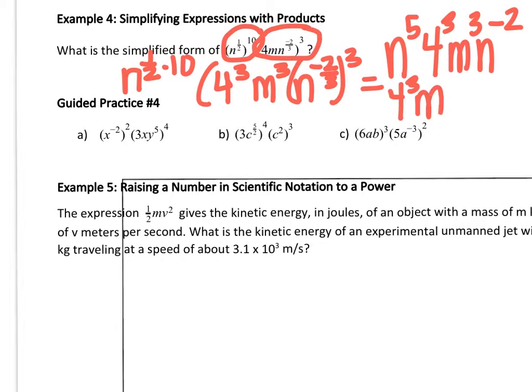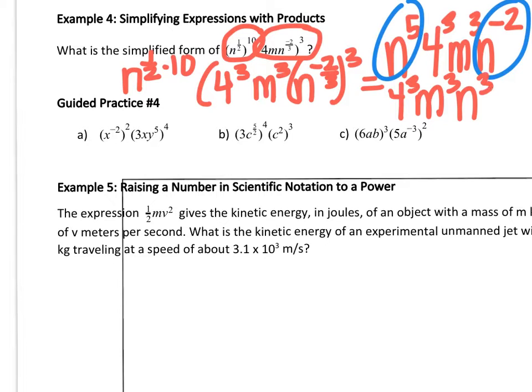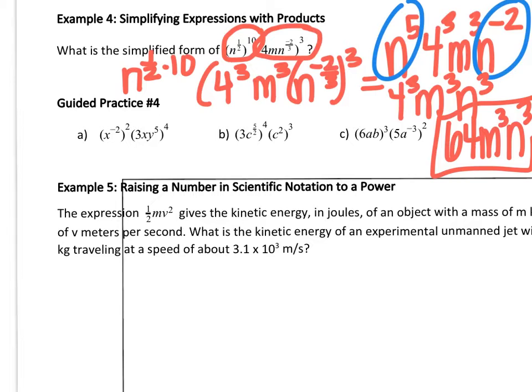Our m to the 3rd has no matching base, but our n's have, there's 2 of them, so we have to multiply them together. So we add our exponents and we get n to the 3rd. Then you can go back and change your 4 to the 3rd to 64. And that's your final answer, 64 m to the 3rd, n to the 3rd.